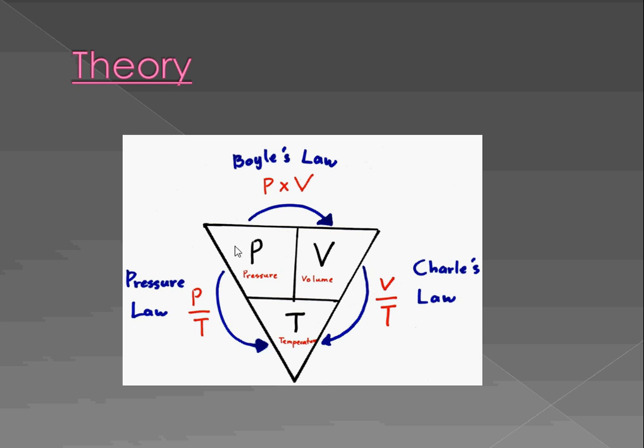You just have to make this triangle and keep three divisions: pressure, volume and temperature. Above this you can keep the relations and the laws' names, that is Boyle's law, Charles' law, pressure law. You can just mug up this particular diagram.